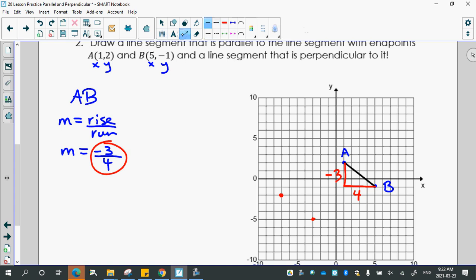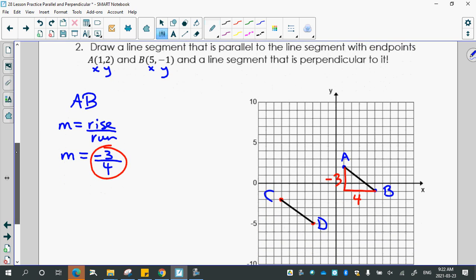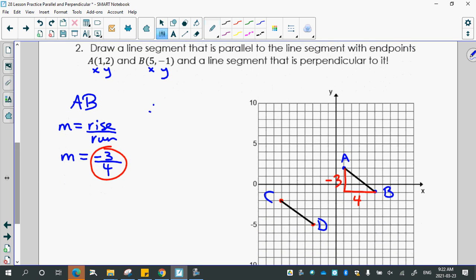Okay, so I'm going to label it C and D. So down 3, right 4, those should be parallel. So I have to say that sometimes: draw a line segment that is parallel. So therefore CD is parallel to AB.